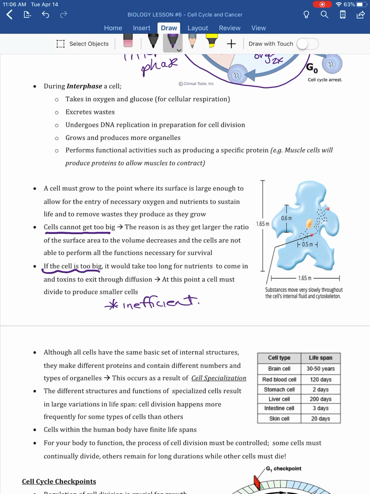And what I mean by that is that it's going to take too much time to get nutrients into the cell, to get waste out of the cell, and in the process, the cell could die because it's not getting, for the lack of a better word, fed properly, or toxins can build up. Okay, so that's why we can't just be one walking cell either, right? Because that's inefficient. So that's why we have to have our cells dividing. They produce smaller cells, and those cells grow.